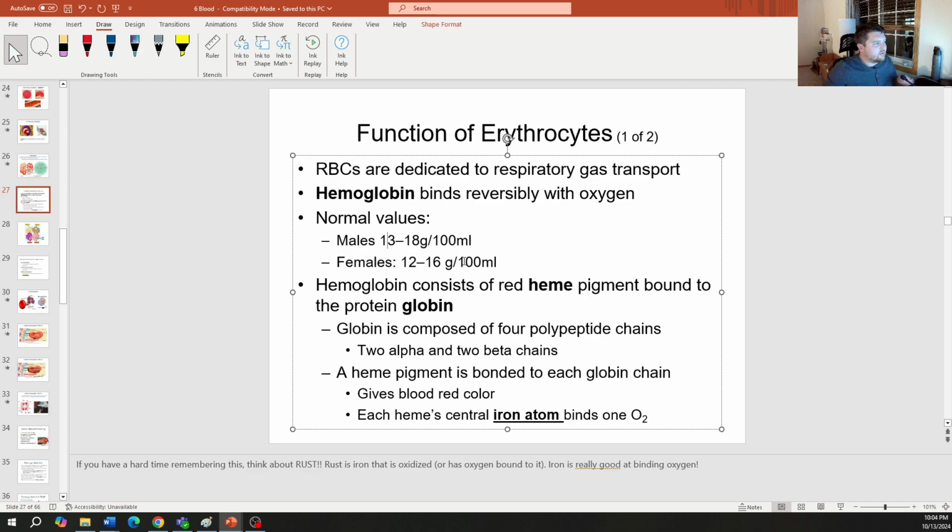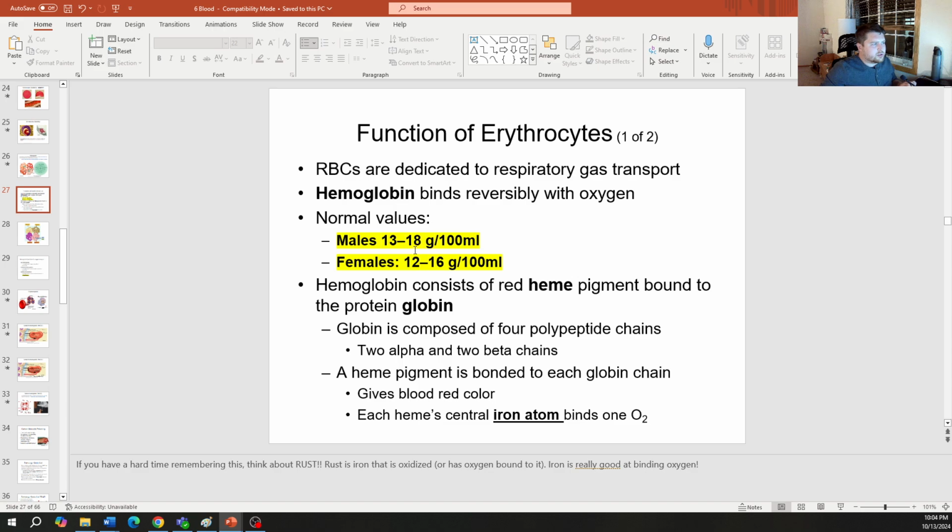Here are some normal values. Typically, you have 13 to 18 grams of hemoglobin per 100 milliliters in males, 12 to 16 grams per 100 milliliters in females. A lot of times they like to ask the normals, so make sure that you know those. Generally around that 15-ish is kind of the safe number.